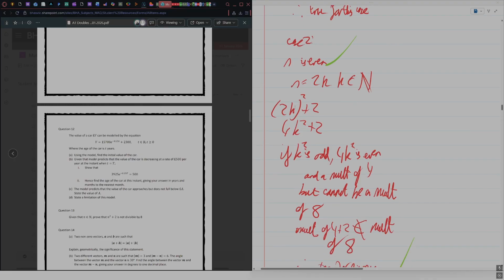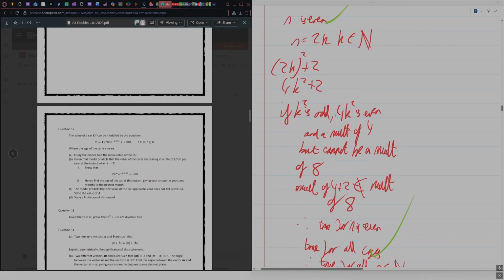Then for the even case, this one's a bit weirder. Then we're saying that we have this here. We say if k squared is odd, then 4k squared is even and a multiple of 4, but not a multiple of 8. I don't really know, because it just says proof in the answer, so I don't know if it wants you to do double exhaustion here. But we don't actually look at when k is odd, we just look at when k squared is odd, because there could be different cases.